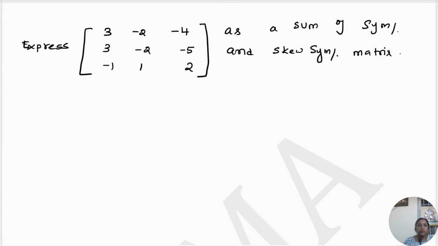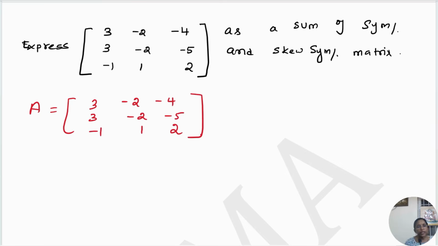Look at this question. The given matrix should be expressed as the sum of a symmetric and a skew symmetric matrix. So let us consider our given matrix as A: 3, minus 2, minus 4, 3, minus 2, minus 5, minus 1, 1, 2. So first we are considering the matrix P, that is 1 by 2 times A plus A transpose. So here you are going to prove P will be P transpose. So the P matrix is a symmetric matrix. We are going to prove like that.